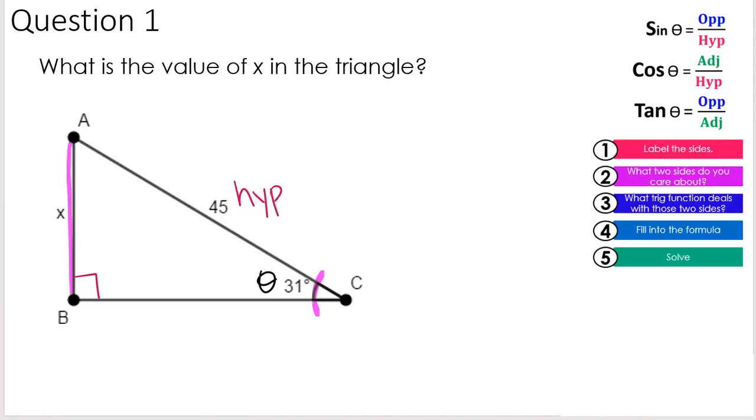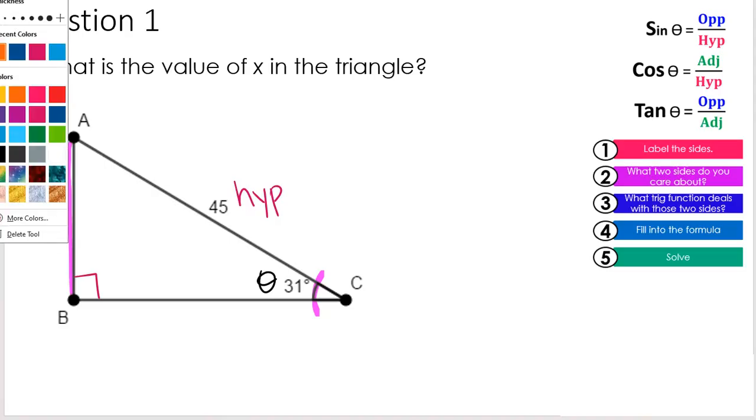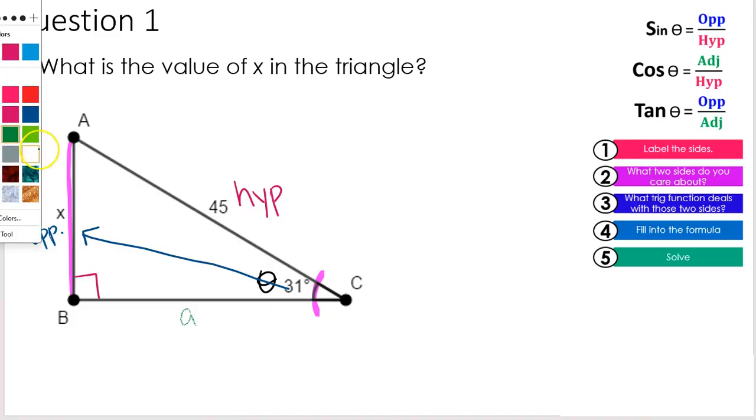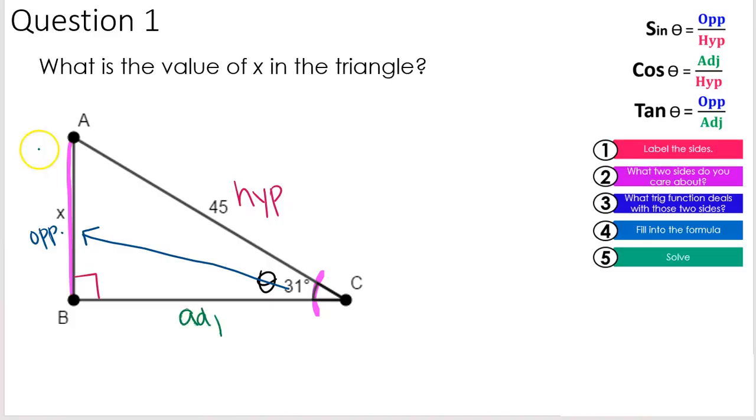Now the side that is away from your angle, so here's our theta here, the side that's away from it, that is our opposite. And then the side that is right next to it would be our adjacent. Okay, so step one, label sides, done.